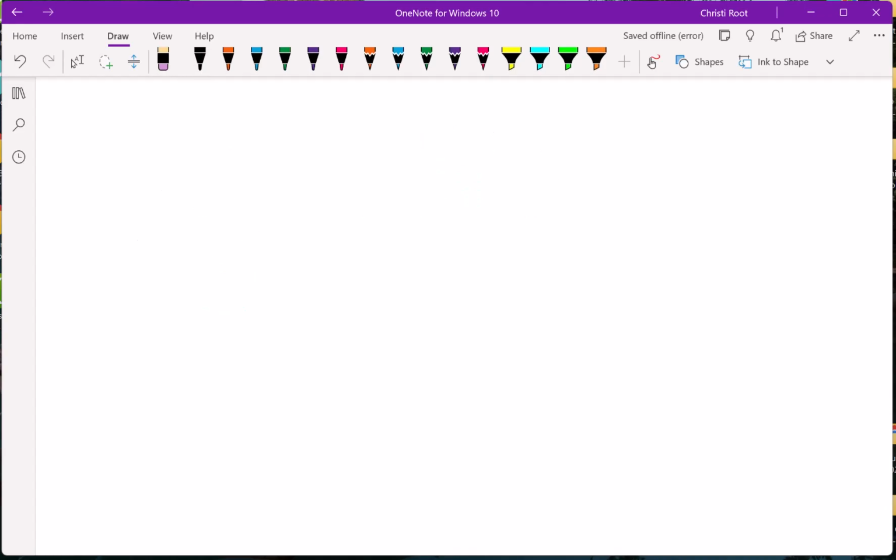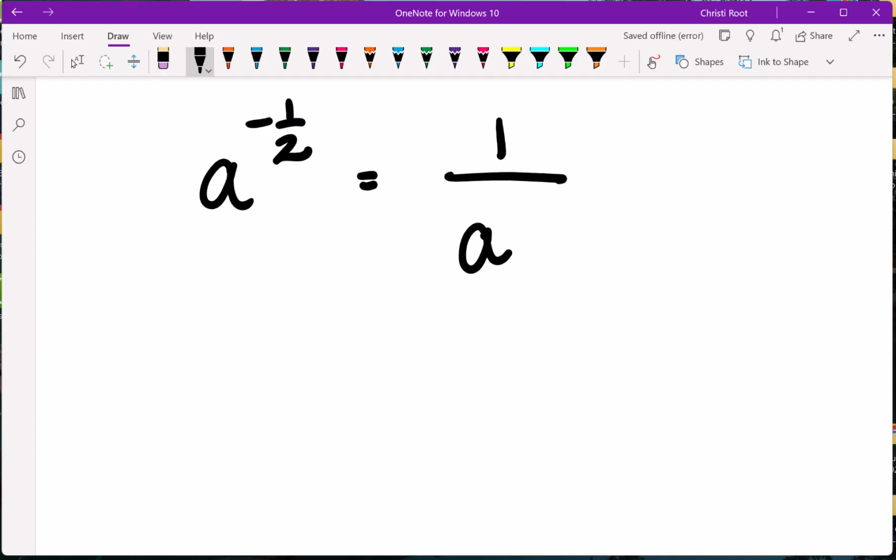Now, the reason why we're going over this today is because you have even more complicated negative exponents. Let's say you've got A to the power of negative 1/2. What you're going to have to do is change the 1/2 to a positive 1/2. All you have to do is write it in the denominator. Do you see that change right there?